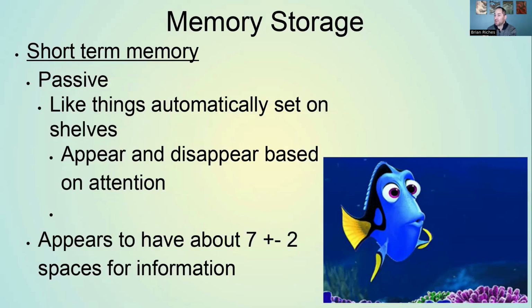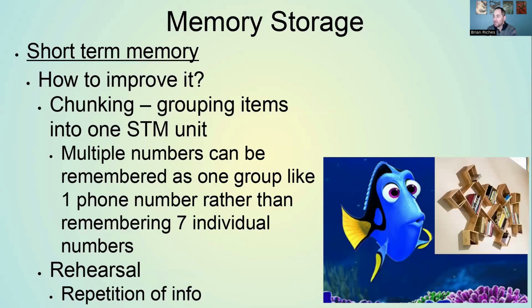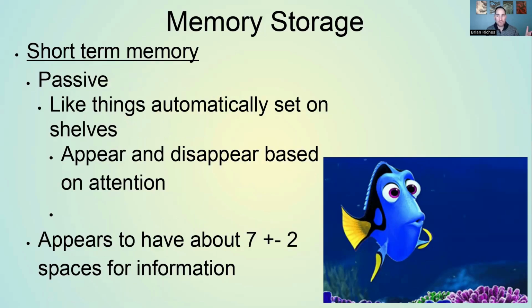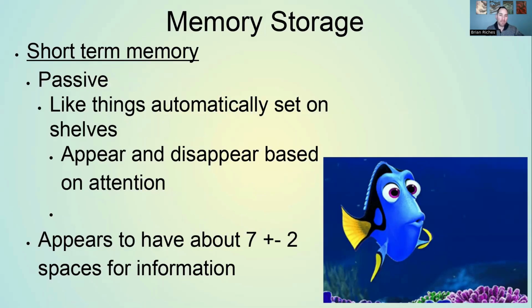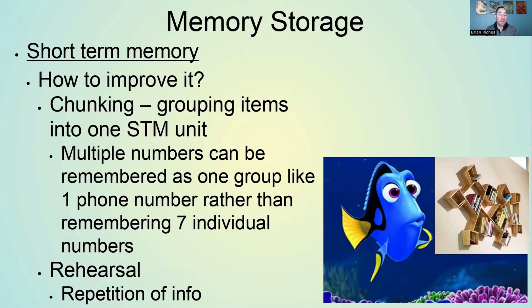This is kind of short-term memory. Something appears in your memory, your short-term memory, and then if you don't do anything with it, it goes away. Something's there, goes away. That's the idea of short-term memory. It's very passive. Things jump onto the shelves in your mind and then jump off all by themselves. So with this, how do we improve it?